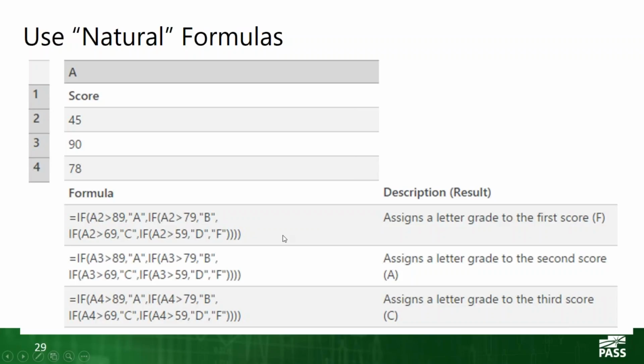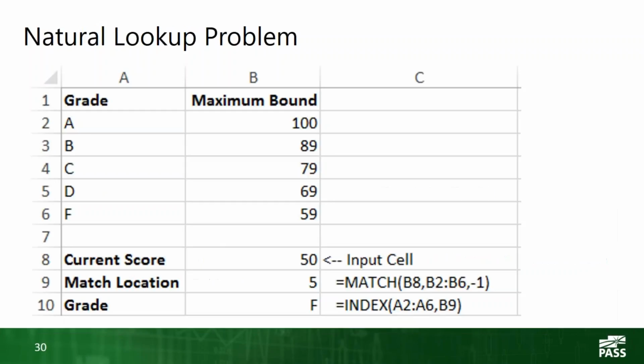So here's my argument to you. Is this a good use of a nested IF? If we take a look at the problem and really think about it, I would say that it's not. In fact, this is a natural lookup problem. We should instead be using something like MATCH. So here I have the current score input, and then in cell B9 I'm using MATCH to find its location, and finally in cell B10 I'm using INDEX.